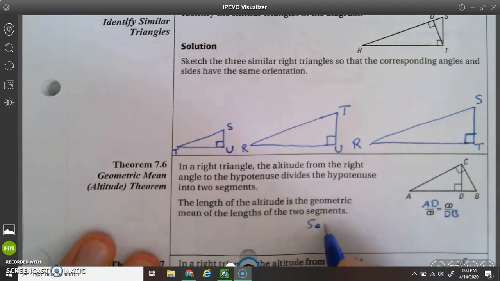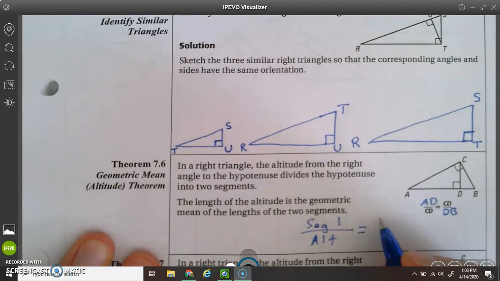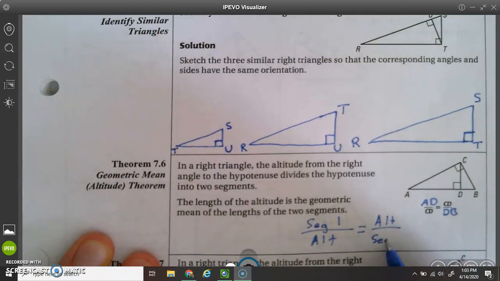You will also see this referred to as segment 1 over the altitude is equal to the altitude over segment 2.